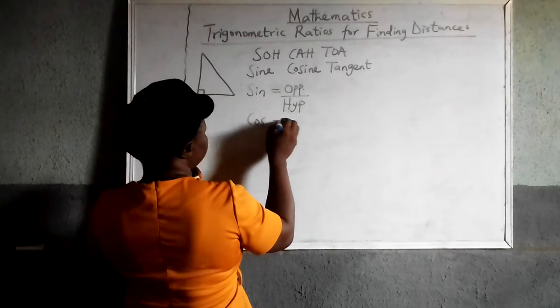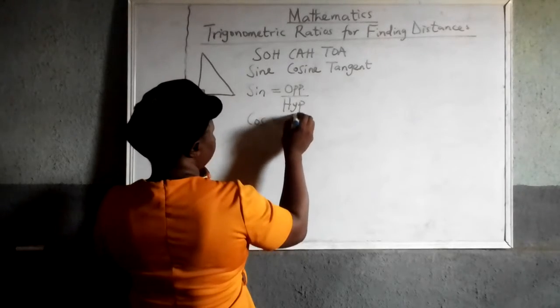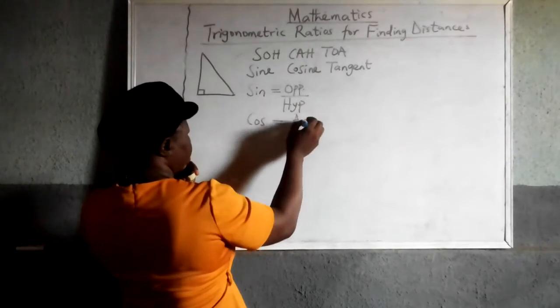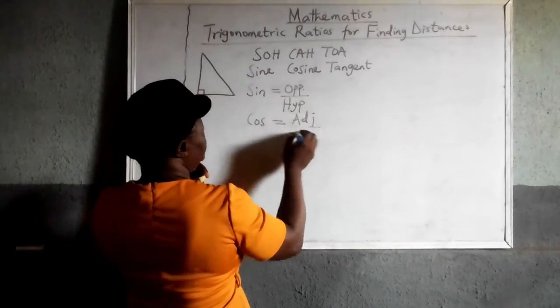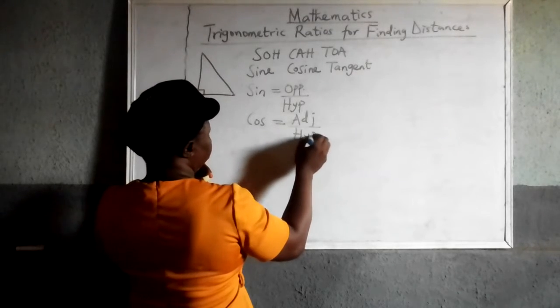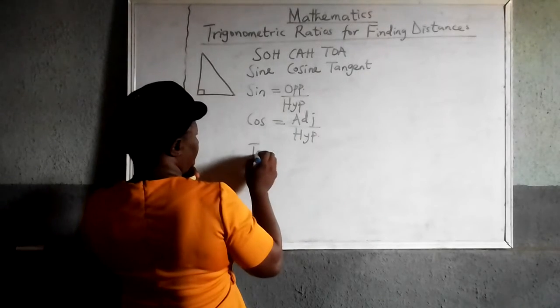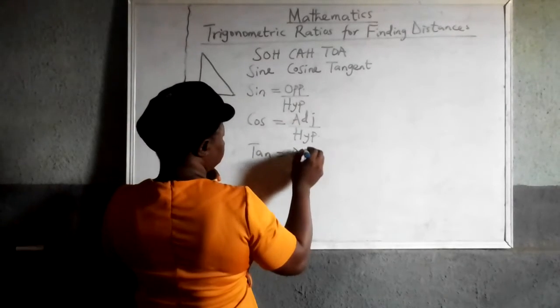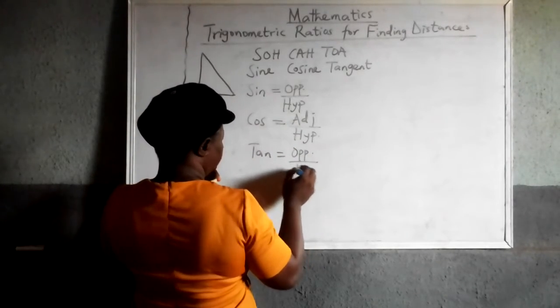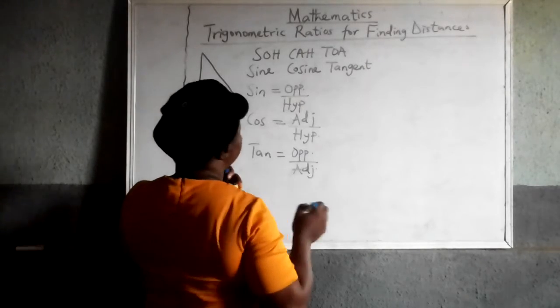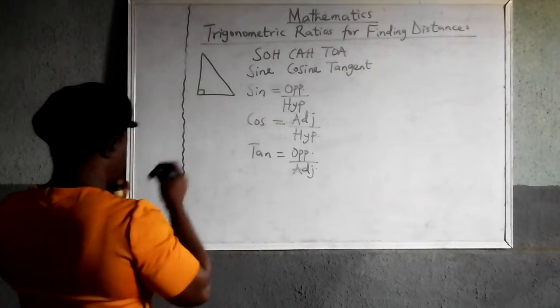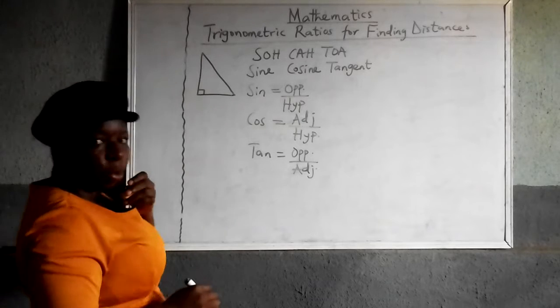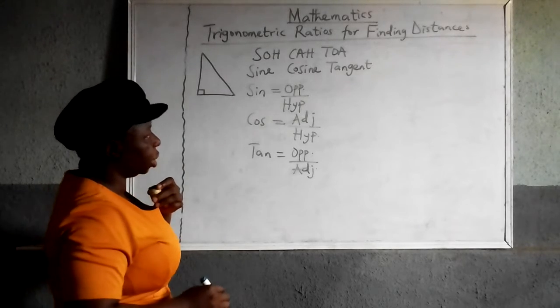Cosine, that is cos, means adjacent, that is the A that we have here, adjacent over hypotenuse. And tan means TOA, opposite over adjacent. Now, how do we know which side is the opposite, which is the hypotenuse, and which is the adjacent?